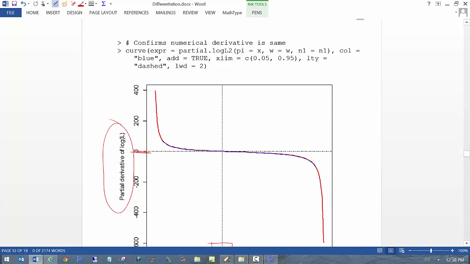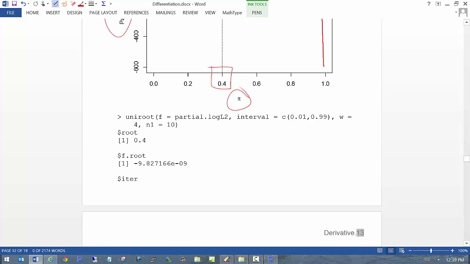How about we actually then plot the numerical derivative of the log likelihood function, and that's what I did here using blue. I plotted from 0.05 to 0.95 on the x-axis, and we can see how that numerical derivative is essentially exactly the same for all values of pi in that range as what we know the actual first derivative is. And so that helps confirm that indeed we are doing everything right.